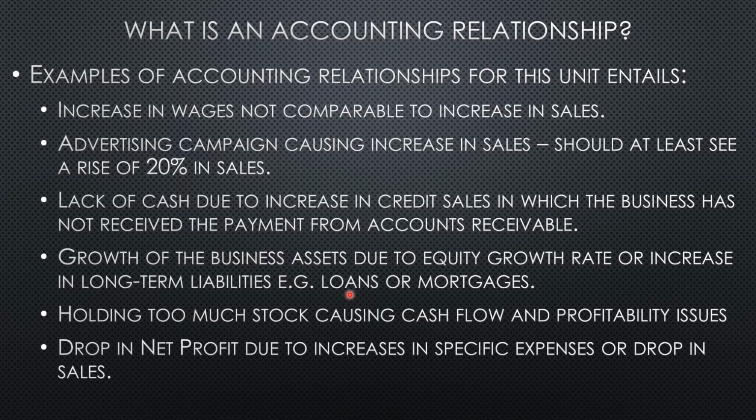So we're going to look at the relationship between loans and mortgages and the increase in total assets of the business. The second large relationship we're going to look at is whether the business is holding too much stock, which may cause cash flow and profitability issues. As you know, a cash flow issue is not having enough cash at bank in the asset accounts, and a profitability issue is whether the cost of goods sold has increased and therefore eroding the profits from the sales of the business.